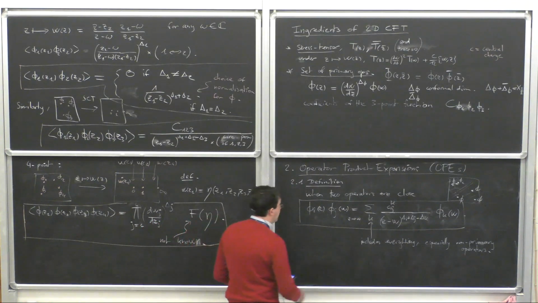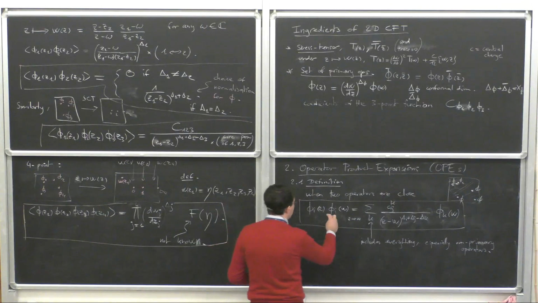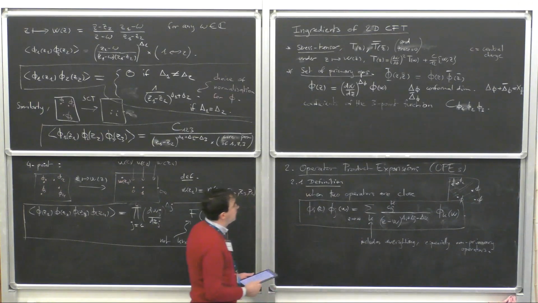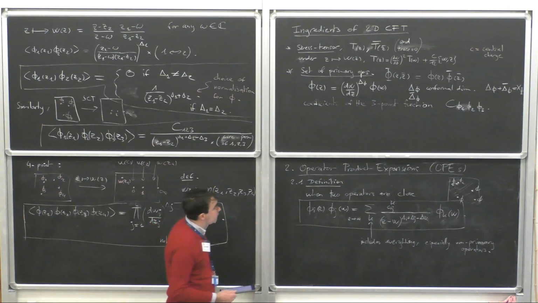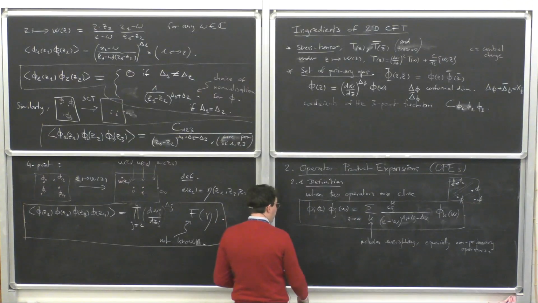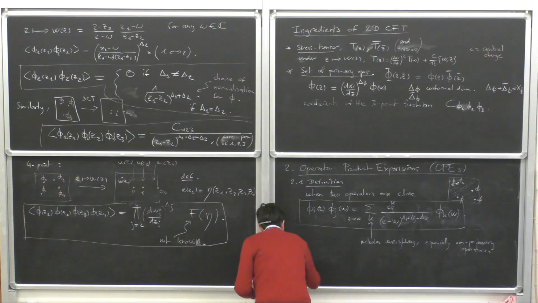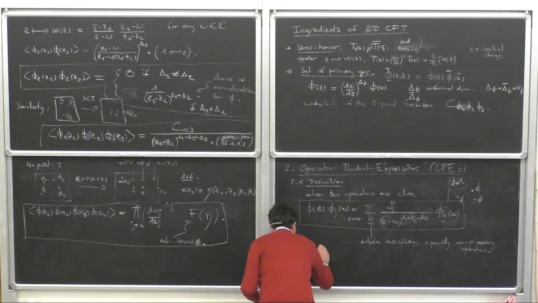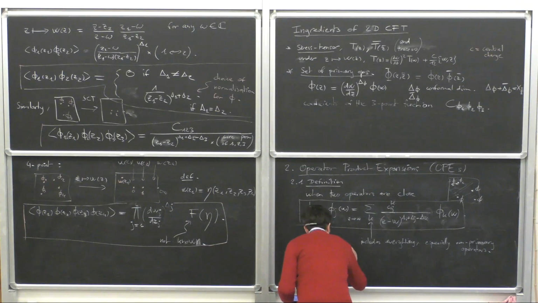Okay, and this is valid. This identity, this type of identity, is valid when we insert it inside correlation functions. Okay, so this is valid inside correlation functions.